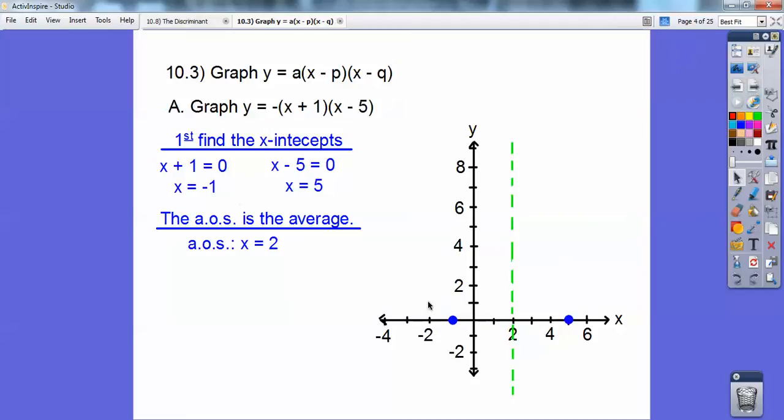The axis of symmetry is right in the average. It's in the middle of these two guys. So this is 6 across. So just go over 3, and so the axis of symmetry is x equals 2.